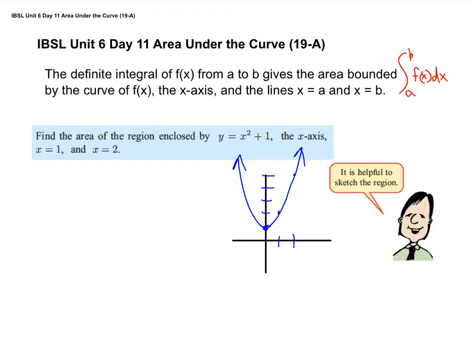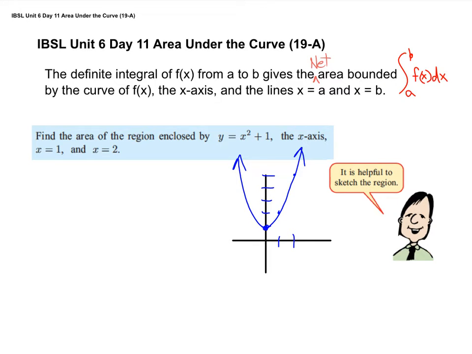So we want to look a little bit more closely at area under a curve. Now, remember, the definite integral of f of x from a to b gives the area bounded by the curve of f of x, the x-axis, and the lines x equals a and x equals b. And I would throw in here one key word, the net area.